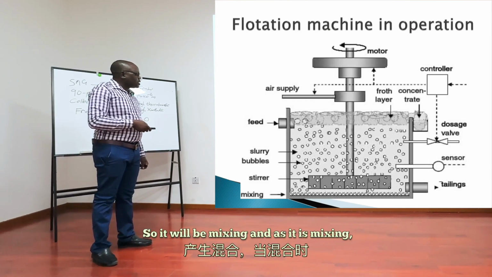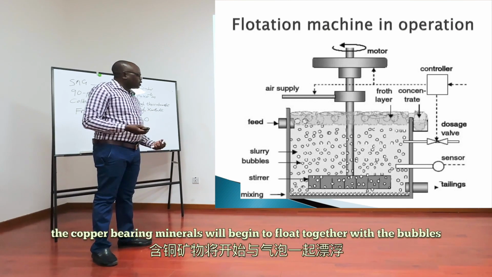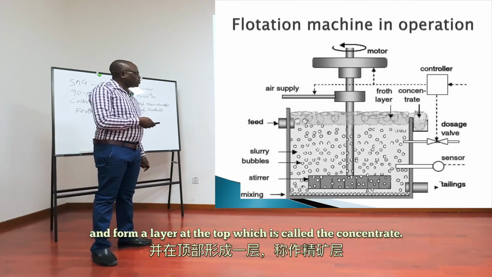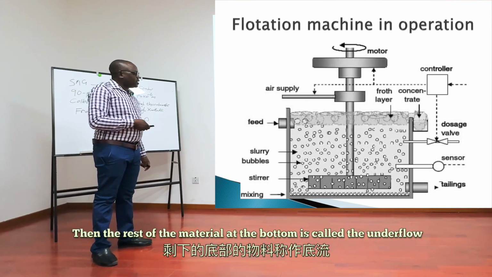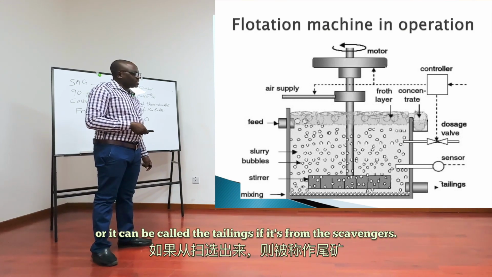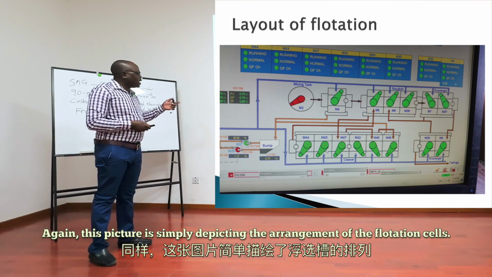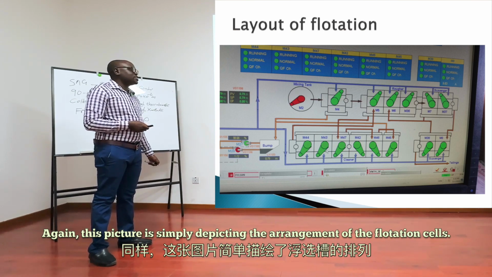So it will be mixing, and as it is mixing, the copper-bearing minerals will begin to float together with the bubbles and form a layer at the top, which is called the concentrate. Then the rest of the material at the bottom is called the underflow, or it can be called the tailings if it's from the scavengers. Again, this picture is simply depicting the arrangement of the flotation cells.